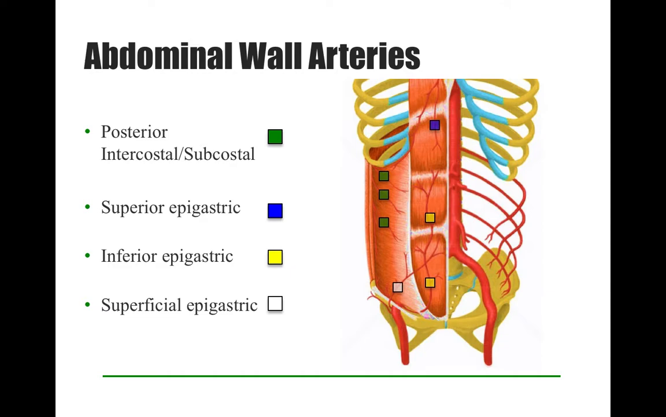All right, let's look at a couple of the arteries that are going to supply the abdominal wall. So with our internal and external obliques, we can see a lot of these arteries are going to be supplied on the lateral aspect by these posterior intercostals, or our subcostal arteries, which are going to be branching from the aorta.